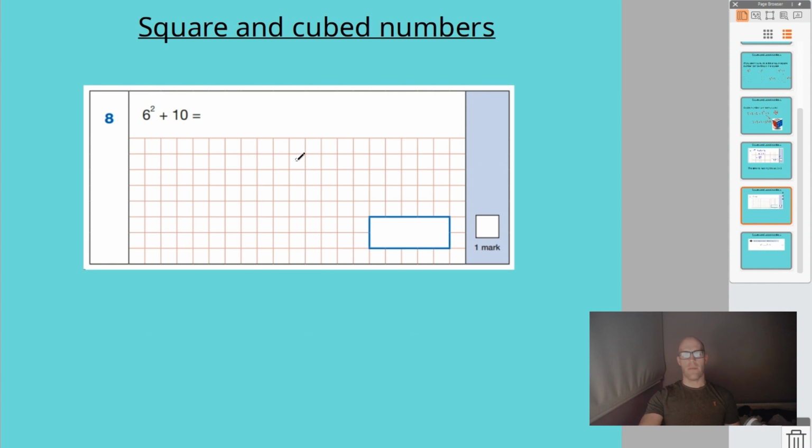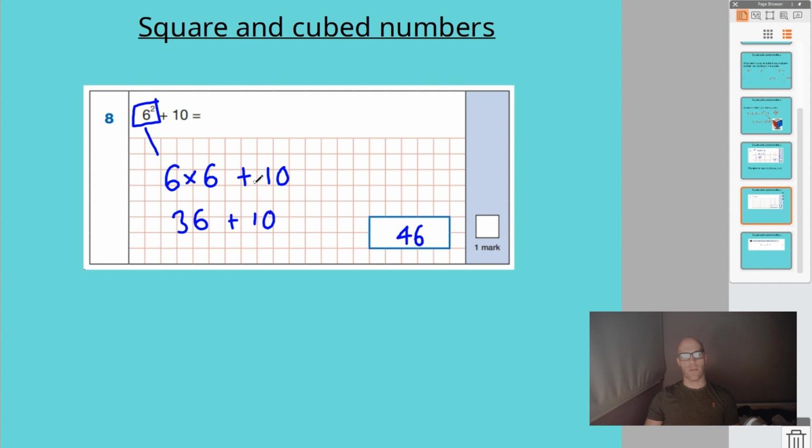Next one. There's a BODMAS order of operations element to this, but let's just treat this as a unit on its own, which we should be doing. 6 squared is the same as 6 times 6. I think we'll bring that add 10 down as well. And we think about our BODMAS, multiplication comes first, 36, add 10, 46.